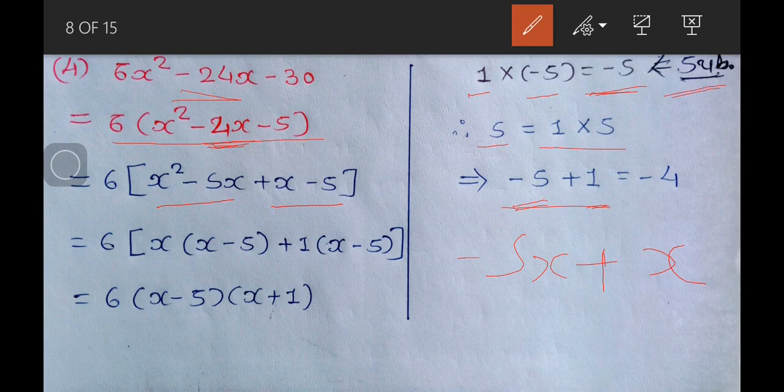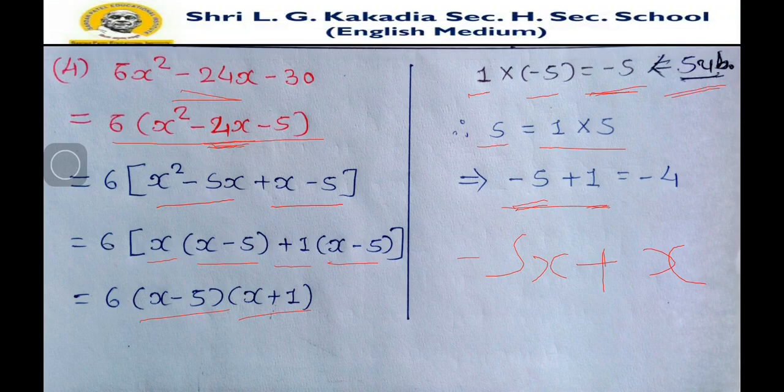From the first group we can take x as a common factor, then we get x minus 5, and here we put plus 1 and x minus 5. x minus 5 is a common factor, then we get x minus 5 and in another bracket the rest of the part, x plus 1. So this is the factorization of the quadratic polynomial. Now I think you have understood how we can find the factorization of a quadratic polynomial.